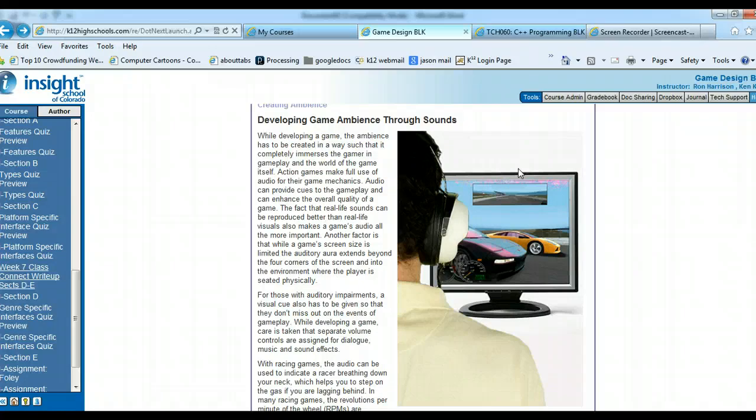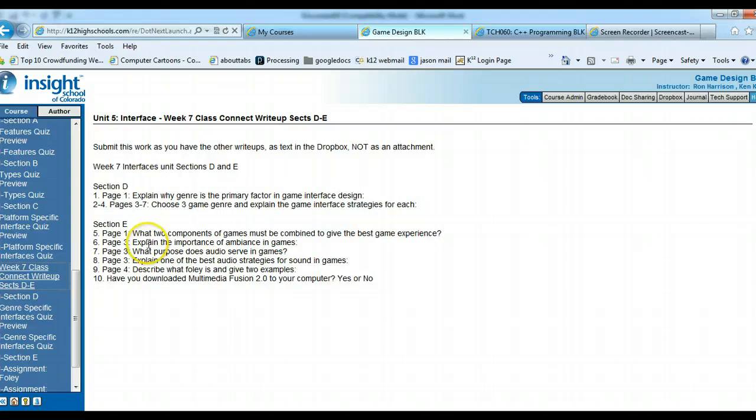Now, as we talk about ambiance, that's not only what you see, but it's also what you hear, right? And audio, the real importance of audio, there are two things. Audio provides cues for the gameplay and enhances the quality of the game. So that's what audio does. Two things that audio does. So if we go back to the write-up question, explain the importance of ambience, talked about that. What purpose does audio serve? I just told you the two purposes that audio served.